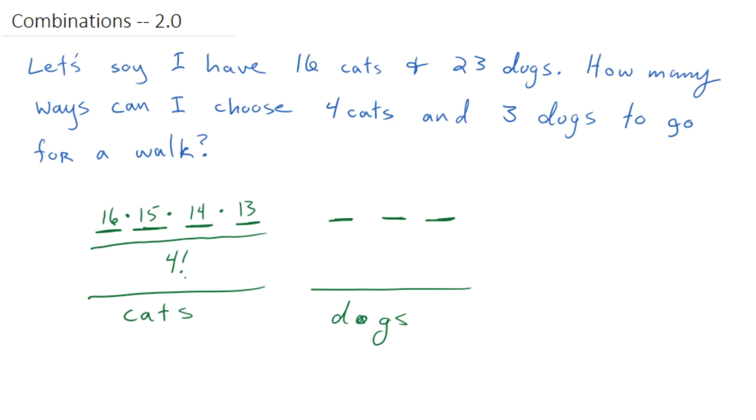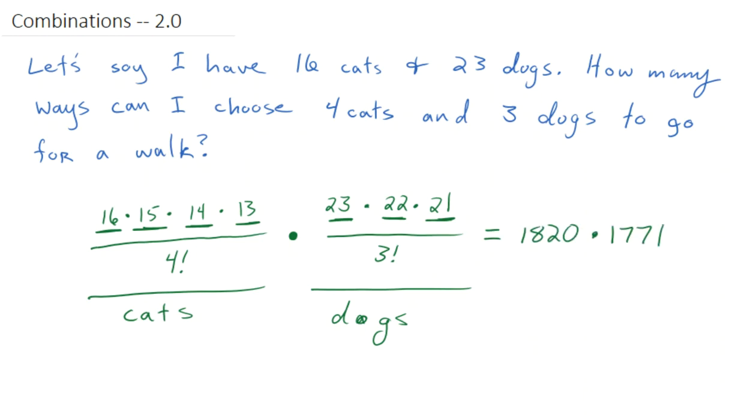Now I'm going to do the same thing with the dogs. With the dogs, I have 23 dogs at first, and then 22, and then 21. Multiply those up and divide by 3 factorial. So I have the dogs combination. And then the way this all gets glued together, again using our fundamental counting principle, is we multiply how many different cat choices we have times how many different dog choices we have. And that's the deal with it. So you do the cats as its own combination and the dogs as its own combination, and you multiply it all up.